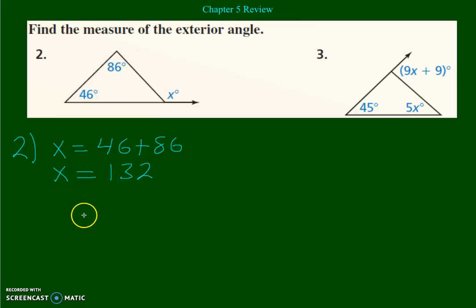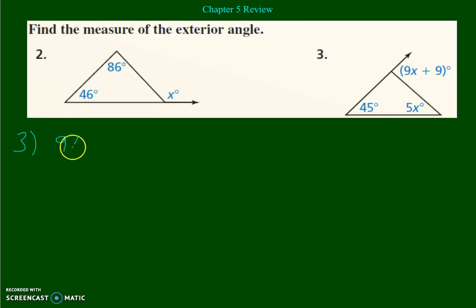And now on to problem 3. So for problem 3, it's the same basic idea, we just have slightly more complicated expressions for the angles. But the exterior angle equals the sum of the two non-adjacent interior angles. So, for number 3, we have 9x plus 9 equals 45 plus 5x.